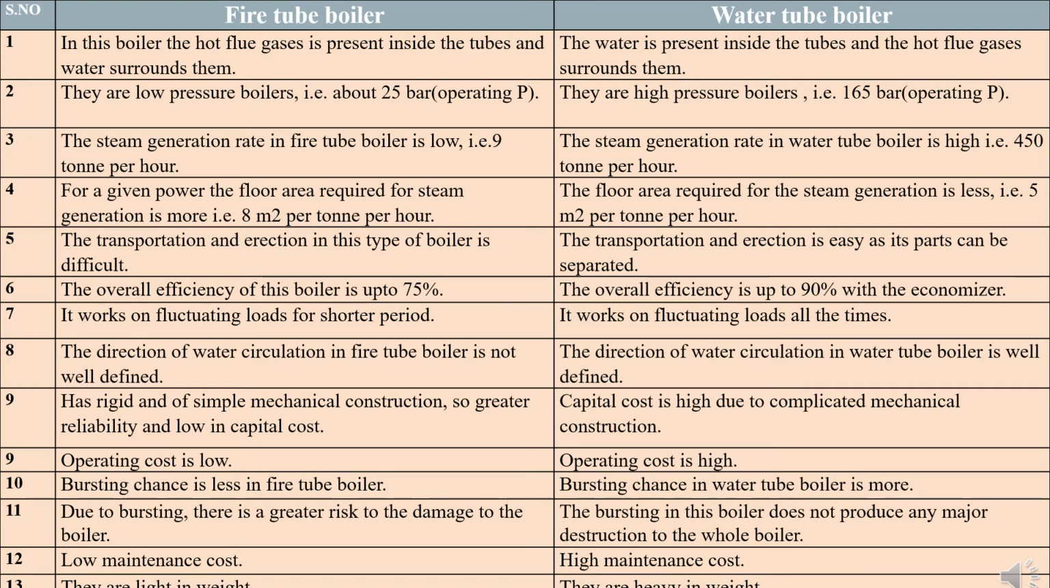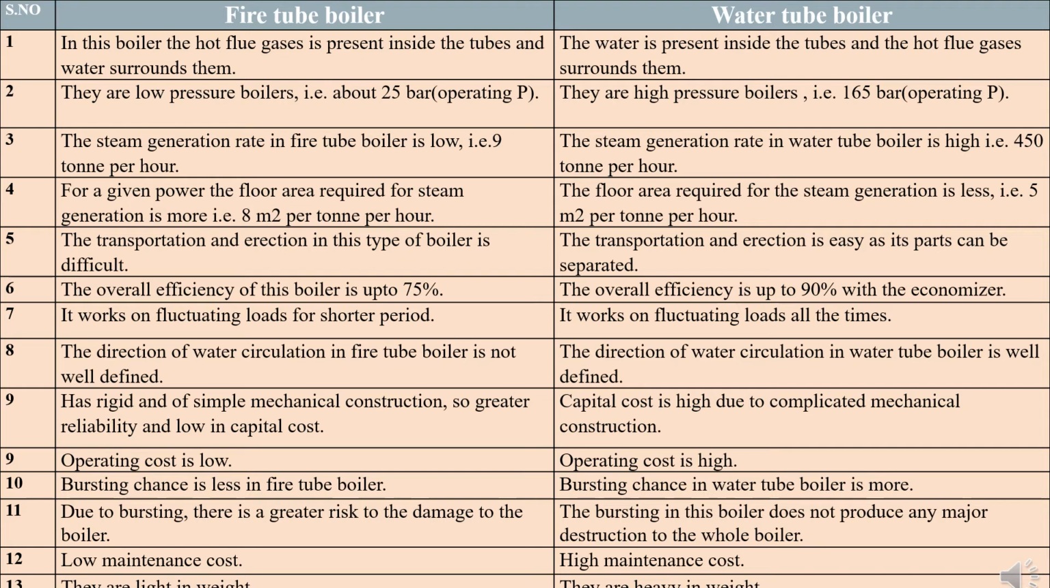A fire tube boiler can work on fluctuating load for only a shorter period of time. As we discussed earlier, the tube should always be submerged underwater due to the risk of heat damage, whereas water tube boilers can work on fluctuating loads for any period of time. The direction of circulation in water tube boilers is well defined, whereas it is not well defined in a fire tube boiler. Fire tube boilers have a simple mechanical structure and hence low capital cost, whereas water tube boilers have a complicated mechanical design, hence the capital cost is high.